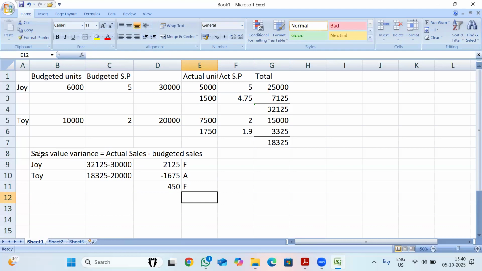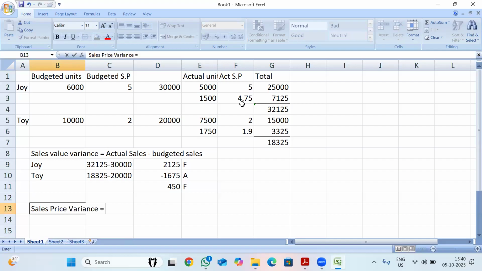Okay, now let's calculate price variance. Price variance is nothing but the difference between my budgeted selling price and my actual selling price. So for that we need to calculate the sales price variance. The sales price variance is equal to the difference in price, which should be multiplied with the actual sales quantity, so actual sales quantity into my actual selling price.